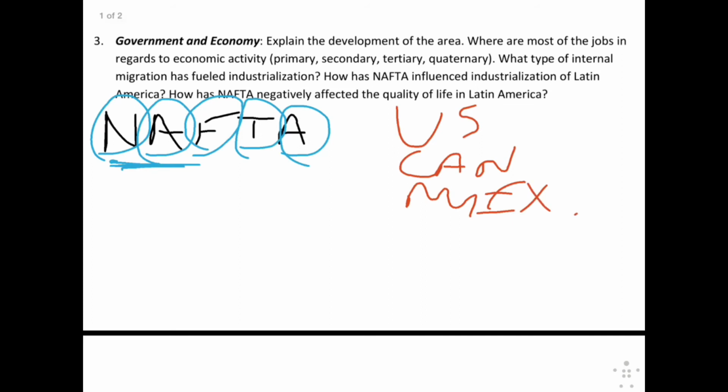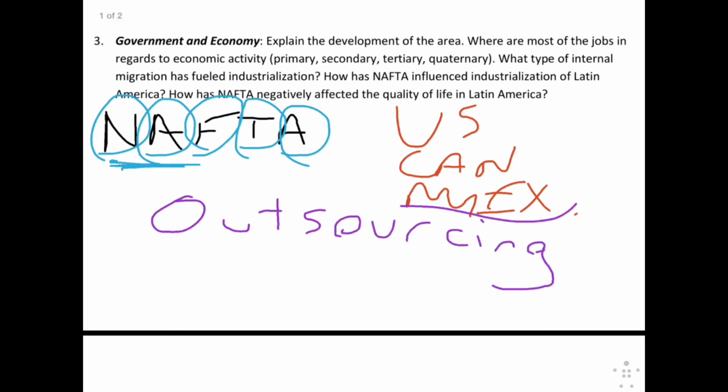But NAFTA has fueled industrialization because the United States is outsourcing. They are sending their unskilled jobs to Mexico. And because of that, in Mexico, they have a lot of secondary jobs. They have a lot of these industrial jobs that are available, which are good, but it's not always the best. Because outsourcing is also creating urbanization.